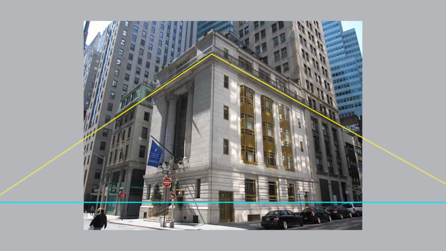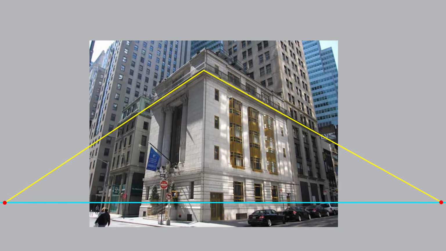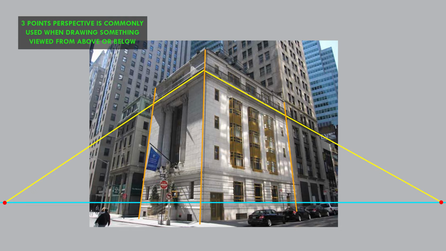I can also extend some of these converging lines, like so, until they meet the horizon line to find the vanishing points, and I can also check this by extending another set of lines until they meet the same points. Now the reason why I'm showing this photo is because these, what are usually vertical lines in 1 and 2 points perspective, are converging as well. This means we need to introduce a third vanishing point.